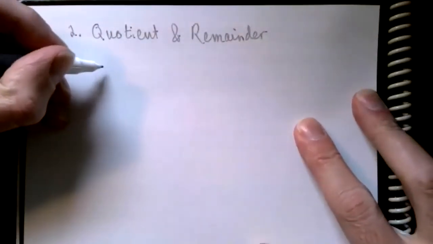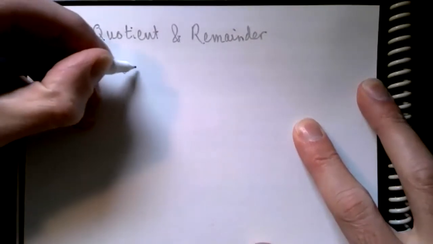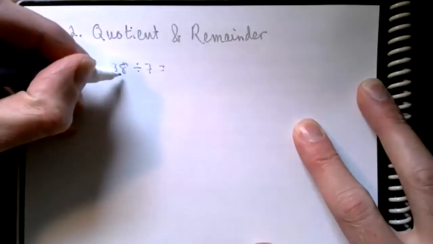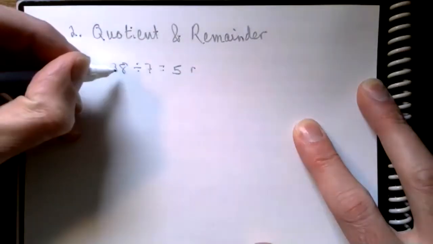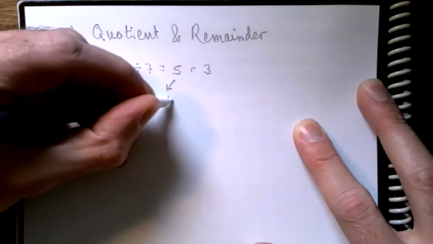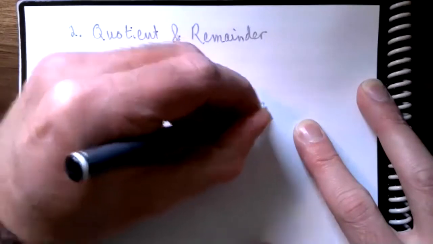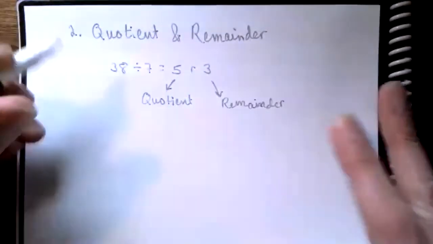So the idea is we can do division even if we're not working in those four-fact families. Okay, so we can talk about something like this. We can talk about, I don't know, instead of 35 divided by 7, we can do 38 divided by 7. 38 divided by 7 equals a quotient of 5 with a remainder of 3. Okay.